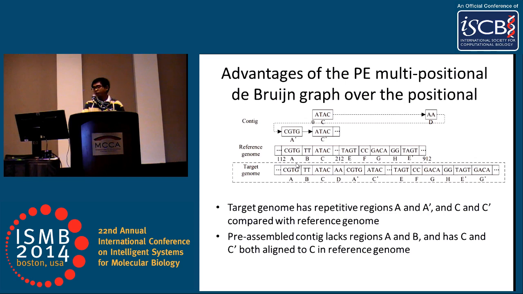So we have a reference genome in hand, and we want to assemble the target genome. So the target genome is unknown. And we have a pre-assembled contig. The contig is not complete. It misses target genome regions A and B.